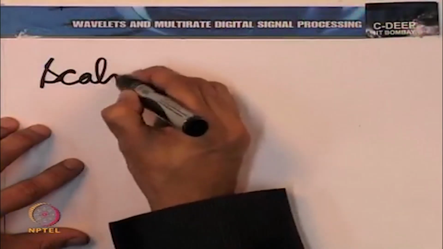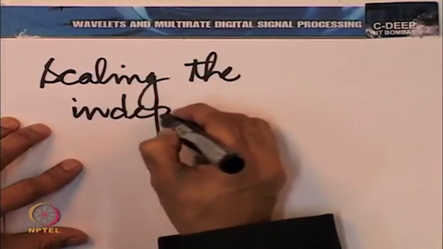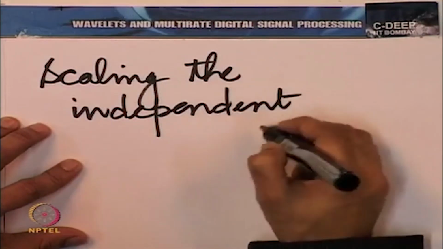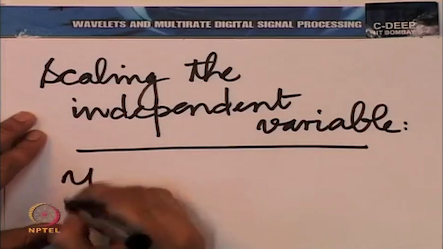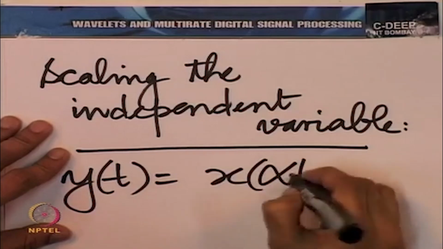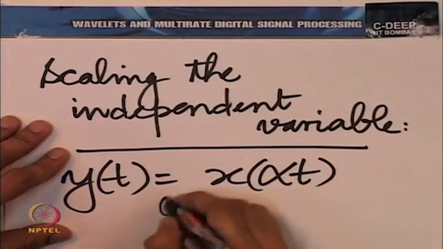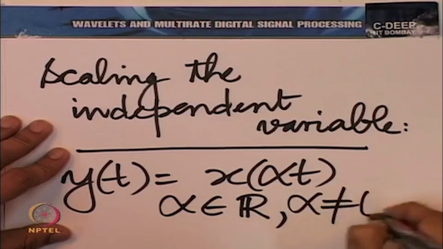And now, the most difficult of them all and yet elegant and beautiful. What happens when we scale the independent variable? In other words, let us consider y t equal to x of alpha t, and alpha is a real number, alpha not equal to 0.